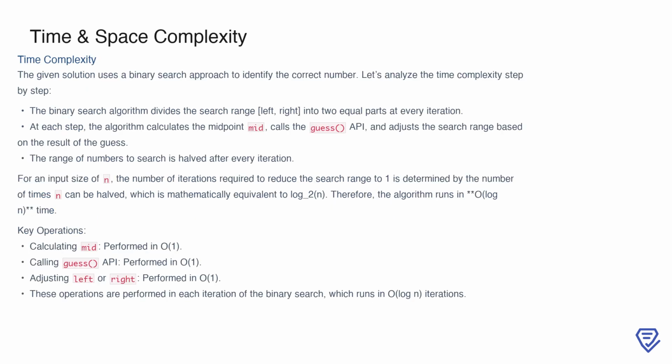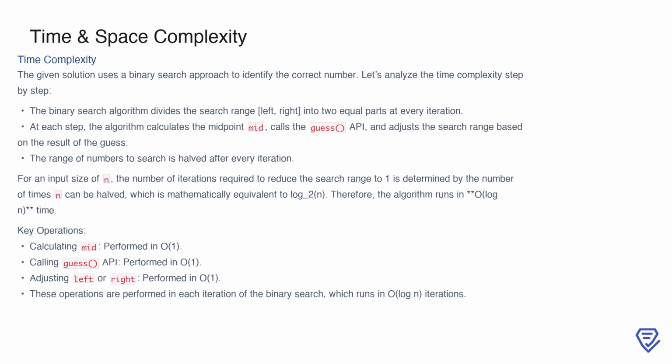The time complexity of this solution is determined by the binary search approach it employs. With each iteration, the algorithm splits the search range in half, dividing the interval [left, right] into two equal parts. It calculates the midpoint, calls the guess API, and adjusts the range based on whether the guess is too high, too low, or correct. This halving of the range continues until only one number remains. For an input size of n, the number of times the range can be halved corresponds to log base 2 of n, or log_2 n. As a result, the overall time complexity of the algorithm is O(log n).